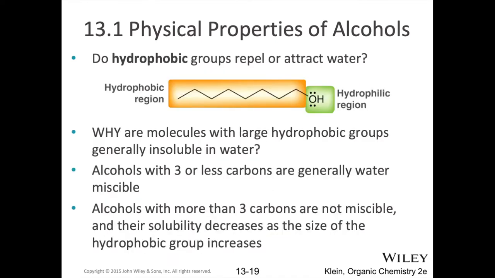I think the cutoff there is about 3 or 4 carbons. So if you have 3 or fewer carbons, you're typically going to have a soluble alcohol. And once you get to more than that, they start getting partially soluble and then finally insoluble.